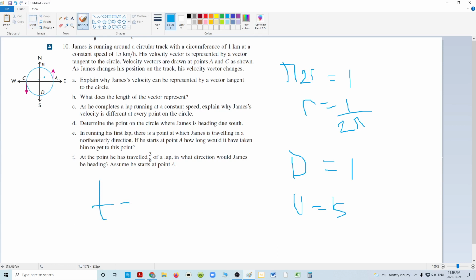How long does it take him to go around this track? Well, we know his distance is 1 kilometer, velocity is 15 kilometers per hour, so it's 1/15 of an hour. We know there's 60 minutes in an hour. 15 goes into 60 four times, so it takes him 4 minutes to go all the way around this track if he's going 15 kilometers an hour. That's useful to know.